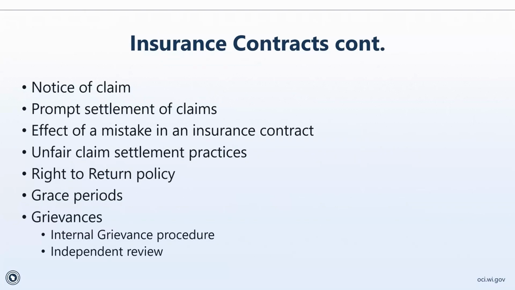So again, just continuing with the insurance contracts, we've talked about notice of claim. The proof of loss is to be furnished by an insurer as soon as reasonably possible and within 1 year after the time it was required by the policy. For prompt settlement, unless otherwise provided by Wisconsin law, subject to interest payments, an insurer must promptly pay most insurance claims within 30 days.